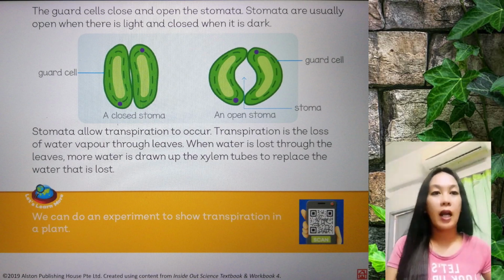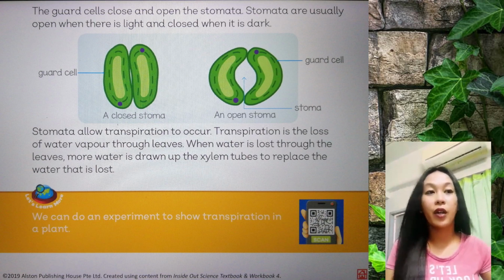The stomata allow transpiration to occur. Transpiration is the loss of water vapor through the leaves. When water is lost through the leaves, more water is drawn up the xylem tubes to replace the water that is lost. So transpiration is the loss of water vapor through the leaves in the stomata. Okay, they go out of the stomata and then they go out into the atmosphere.